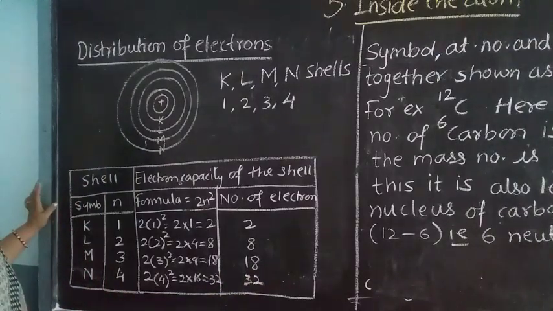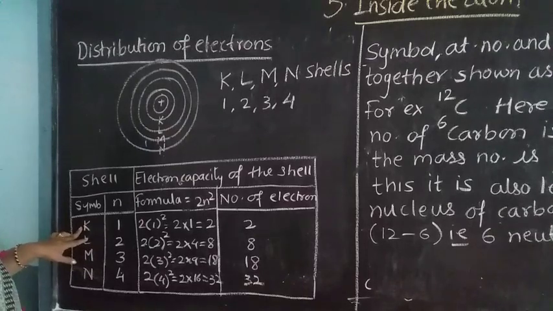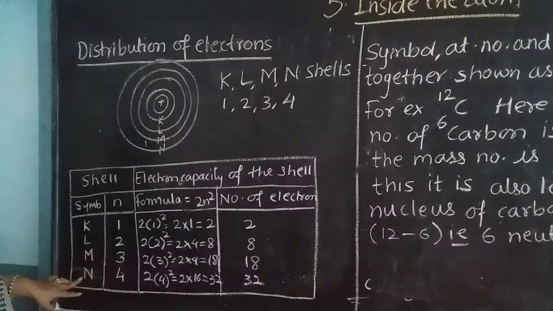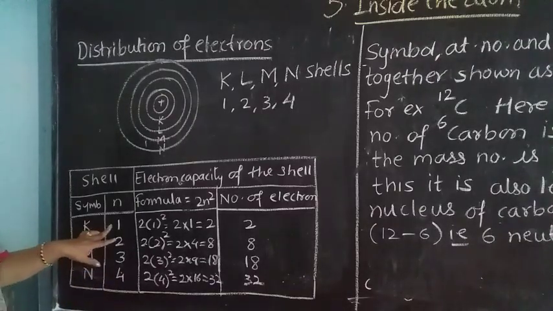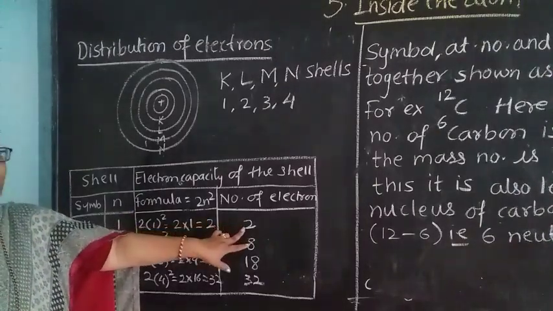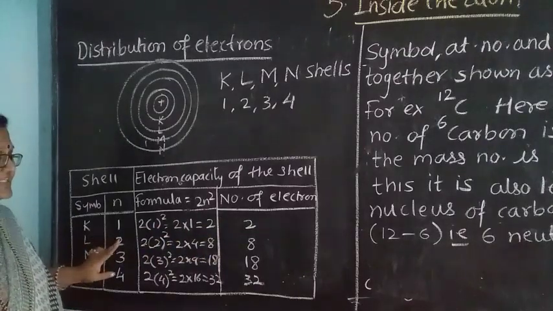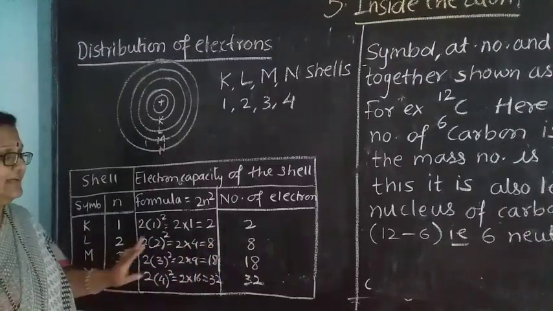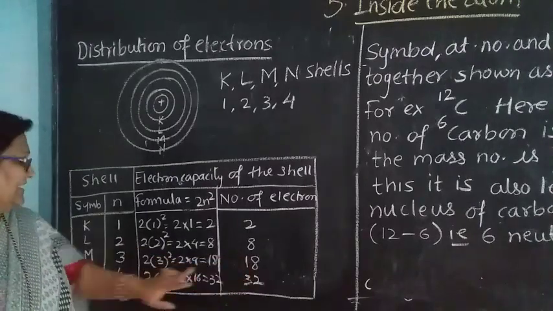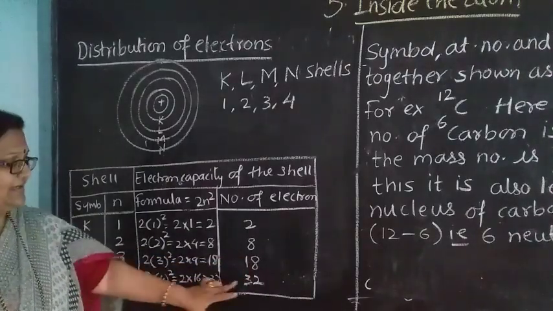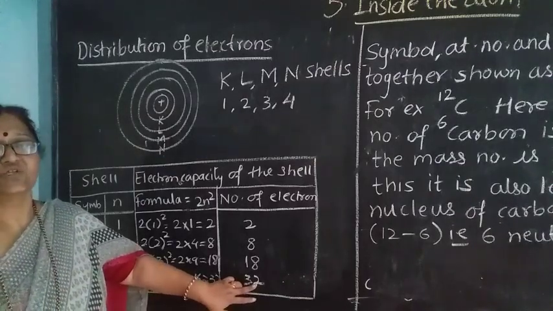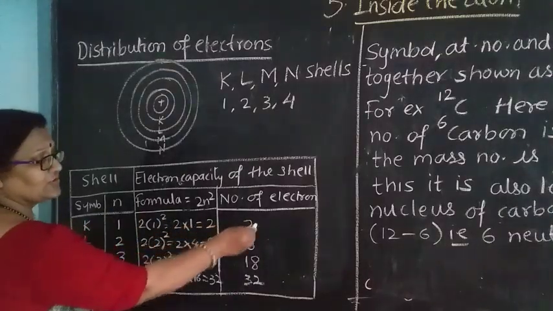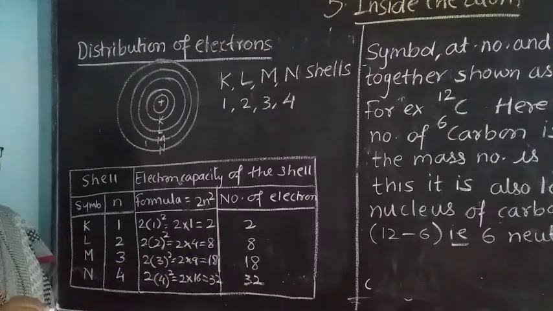Whenever you are seeing the shells, shell number 1 is K, shell number 2 is L, shell number 3 is M, and shell number 4 is N. According to that, the K shell is the first shell and it contains 2 electrons. The L shell is the second shell and it contains 8 electrons. Then the M shell, the third shell, contains 18 electrons. Then the N shell, the fourth shell, contains 32 electrons.